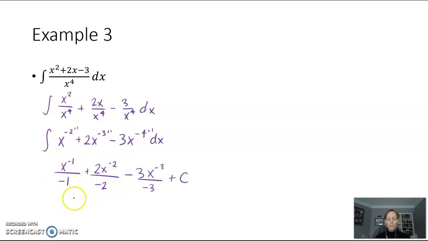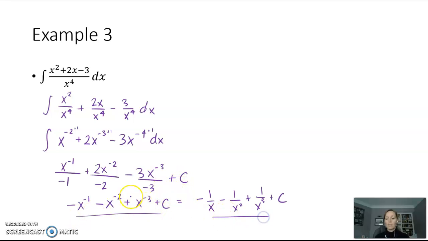So this first term, we're just dividing by a -1, so this becomes -x to the -1. Here we have 2 divided by -2, so this becomes minus x to the -2. And here we have -3 divided by -3, so that becomes a positive x to the -3 plus c. I'm perfectly fine with a final answer like this, but know that you can also simplify those negative exponents by moving them to the bottom. So we end up with -1 over x minus 1 over x squared plus 1 over x to the 3rd. So all I did was I took those negative exponents and I moved them to the bottom to make them positive. So either one of these answers would be acceptable to me.